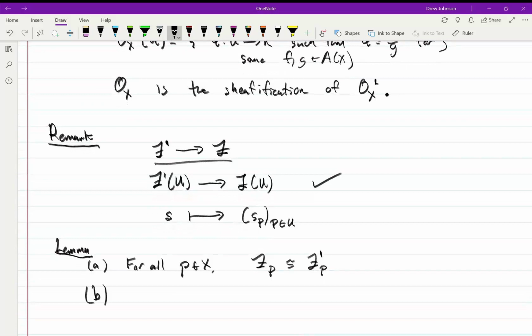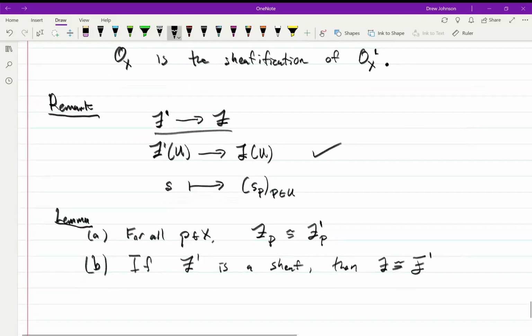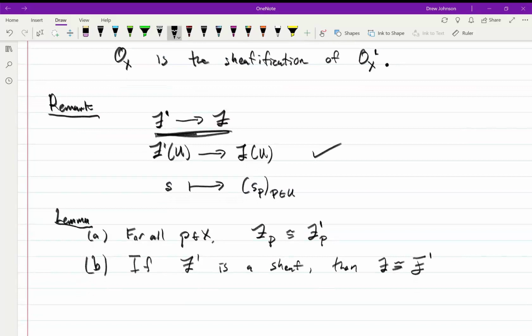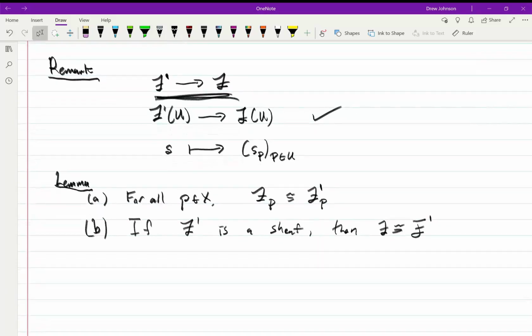And then part B is that if you start with a pre-sheaf that's actually already a sheaf, so if F' is a sheaf, then F is isomorphic to F'. So if you try to sheafify a sheaf, then nothing changes. Once again, the isomorphism will be given by this map that we talked about. All right, so I think maybe I'll skip the proof of this one. It's not too hard, and I think this is a pretty believable lemma.